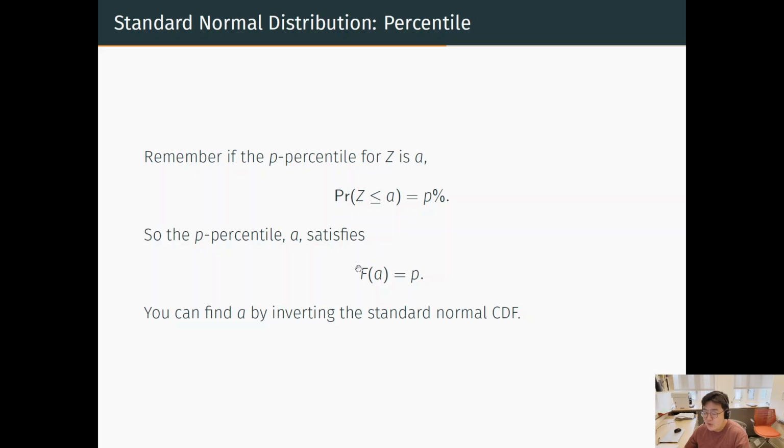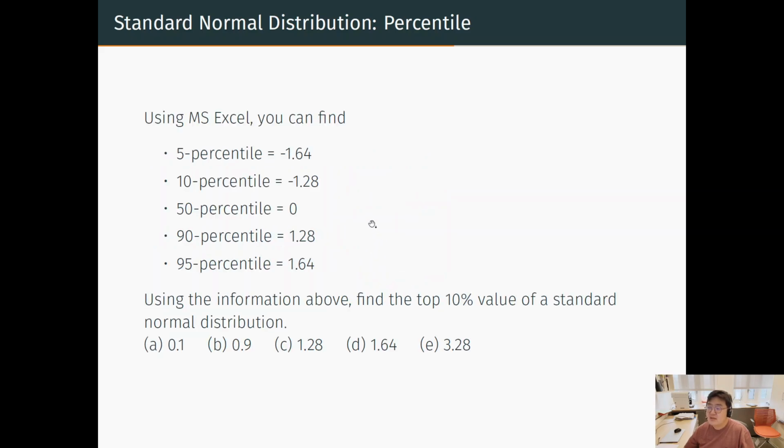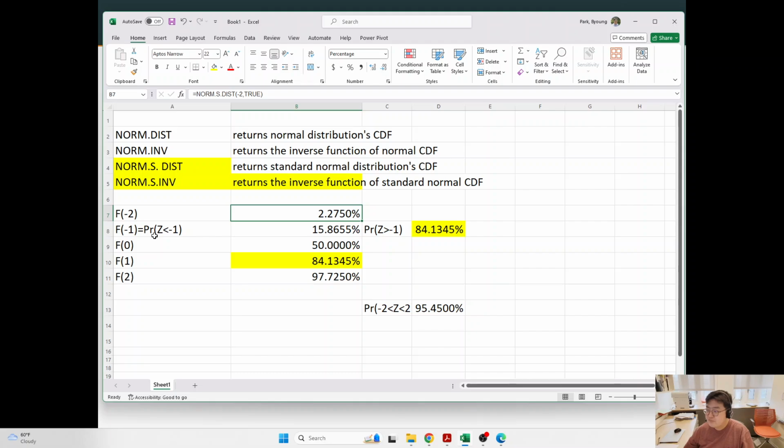And what I'm going to do is, I am curious about the P percentile of the distribution. What is A? Right? So that is going the inverse. We need to use the inverse of this function. And of course, Excel has a built-in function, right? We are going to use norm.s.inv, that is the inverse function of the normal distribution.